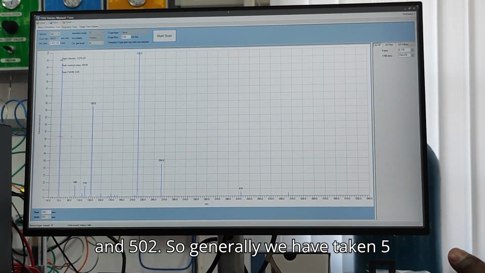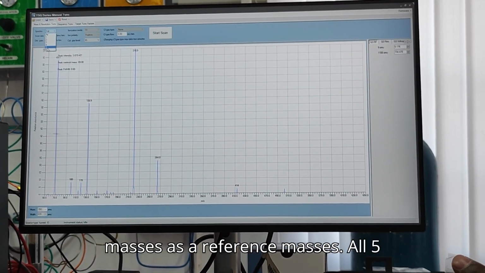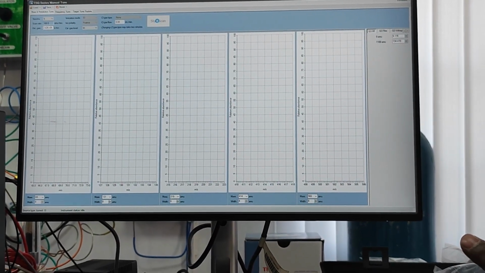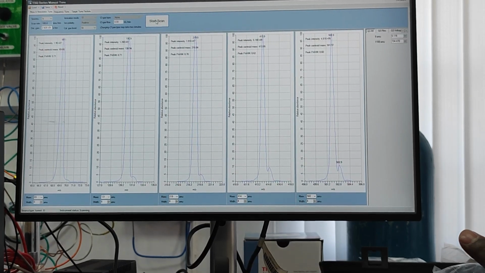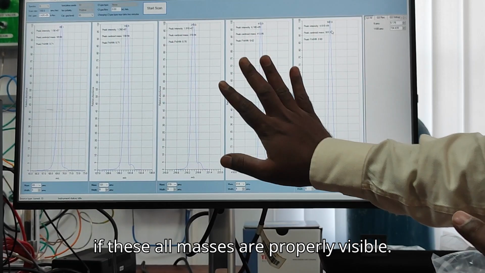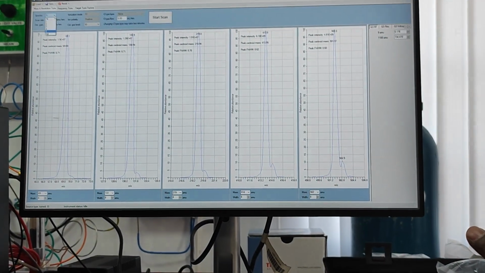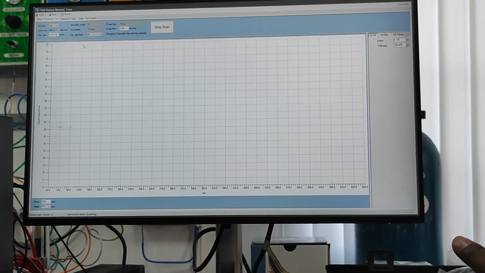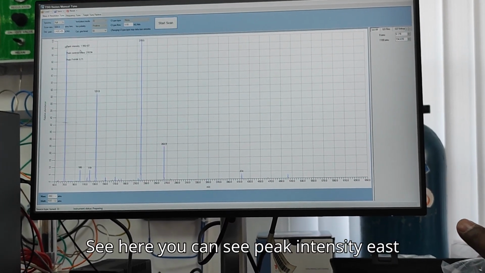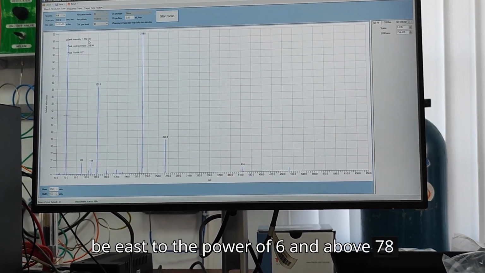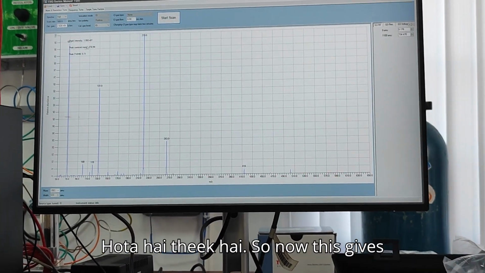So generally we take five masses as reference masses. All five masses should be visible here: 69, 131, 414 and 502. They should be properly visible with the expected intensity. See here, you can see the peak intensity is e to the power of 7. Generally it should be e to the power of 6 and above, 7 or 8.